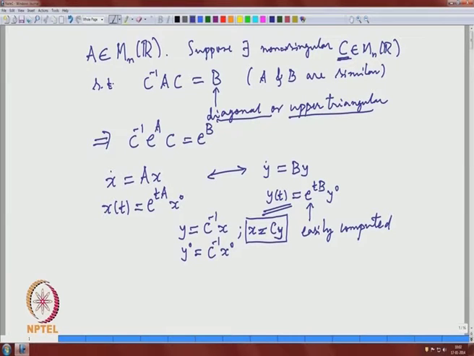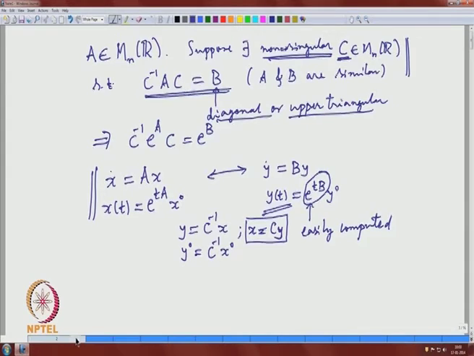Okay. So, that is why all this effort is being done to find a suitable non-singular C such that C inverse A C is equal to B, and B is quite a simple one. So, that we can compute the exponential of t B very easily, and then we analyze the solutions of this reduced system, and then we get information about the original system. Okay, that is the advantage. Okay. So, let us now begin.